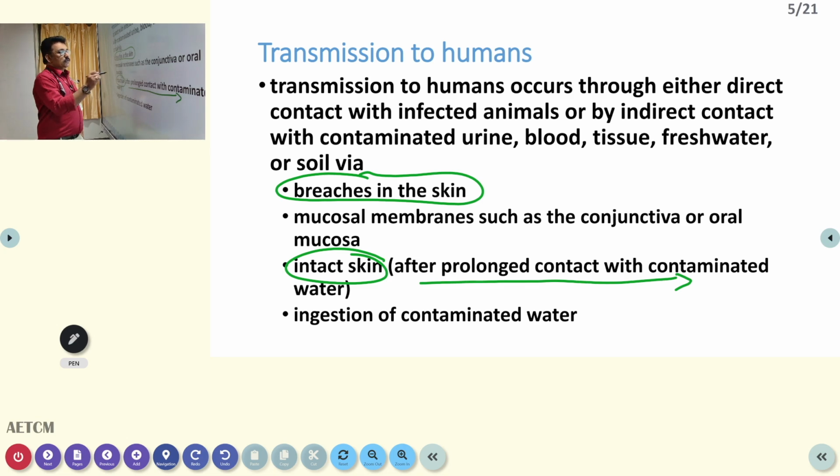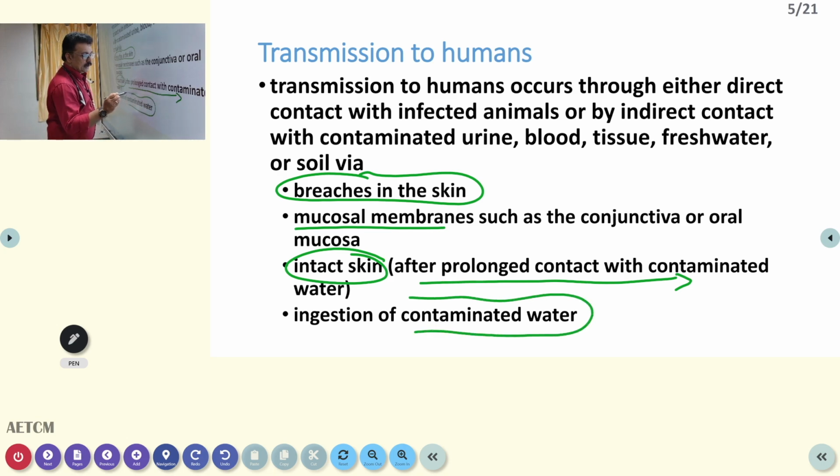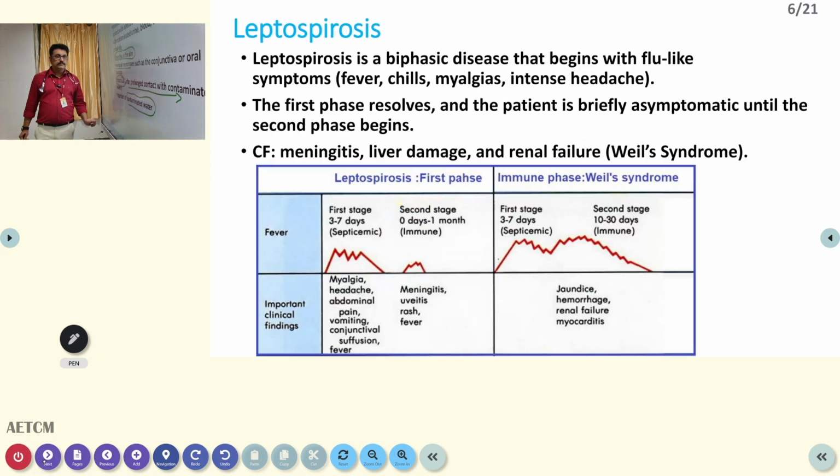Mucosal membranes also can transmit the pathogen. Ingestion of contaminated water is not very common, but rarely that also can happen. If there is a wound in the oral cavity, it can contaminate. But the most important thing is, the organism gets entry to the human body through injuries in the lower limb.